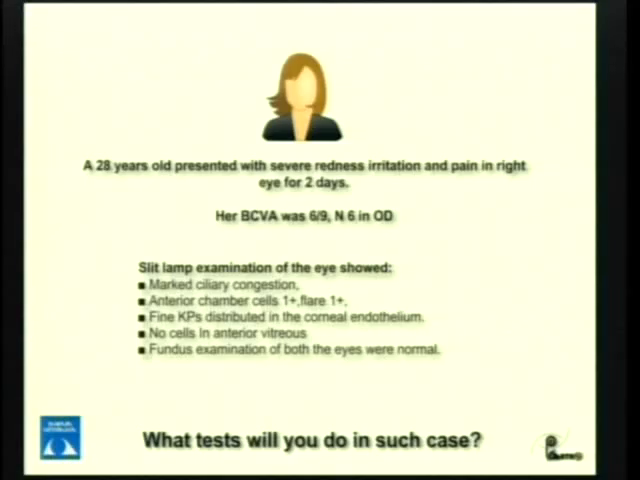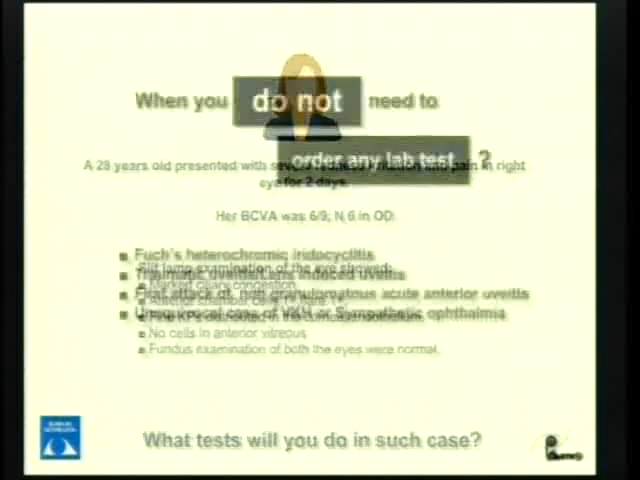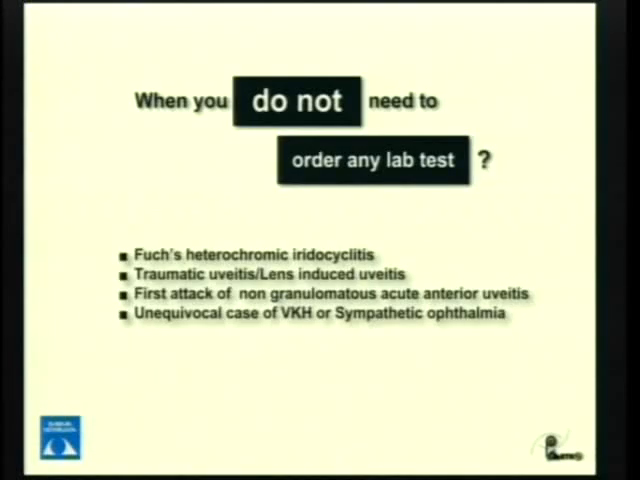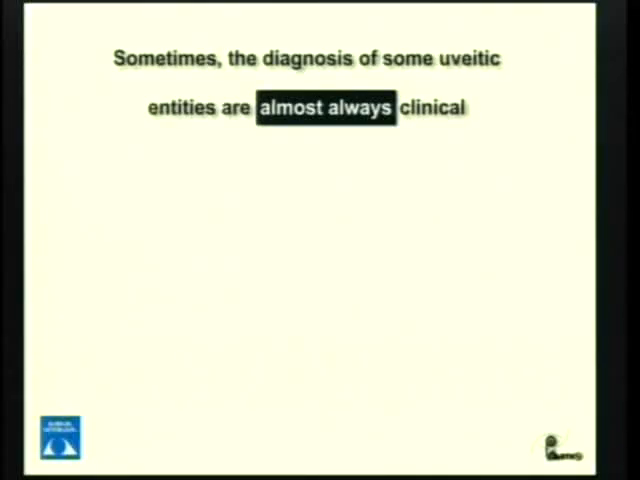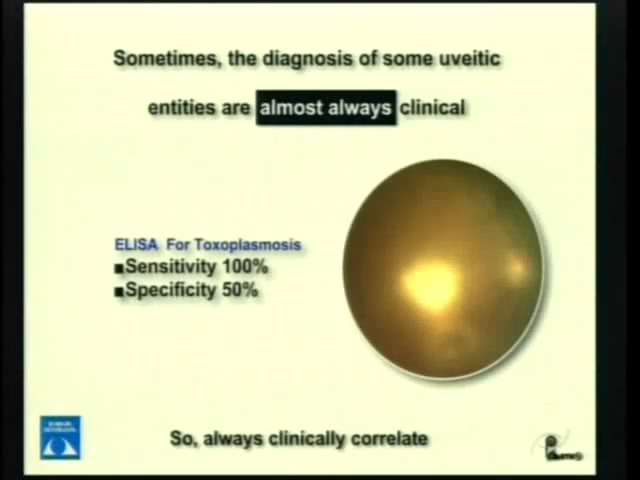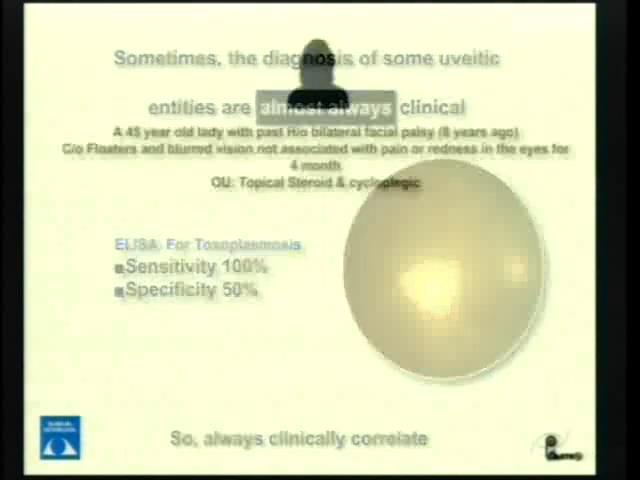Similarly, a 28-year-old female has come to your OPD with mild diminution of vision. It's a case of non-granulomatous uveitis, no history of prior attack of severe inflammation. What test will you do? There are some conditions where we don't order any test, like Fuchs heterochromic iridocyclitis, traumatic uveitis, first attack of non-granulomatous uveitis, and unequivocal cases of leakage or sympathetic ophthalmia. No need of investigating these patients. Sometimes the diagnoses are always clinical. For example, toxoplasma. Though the sensitivity is 100%, the specificity of the test is only 50%. So always try to correlate these conditions.